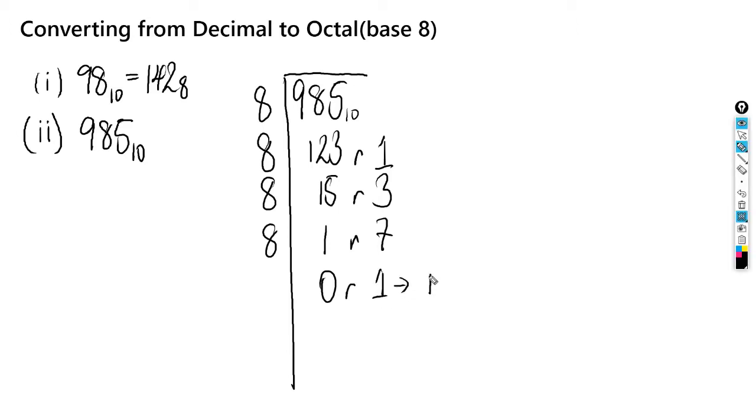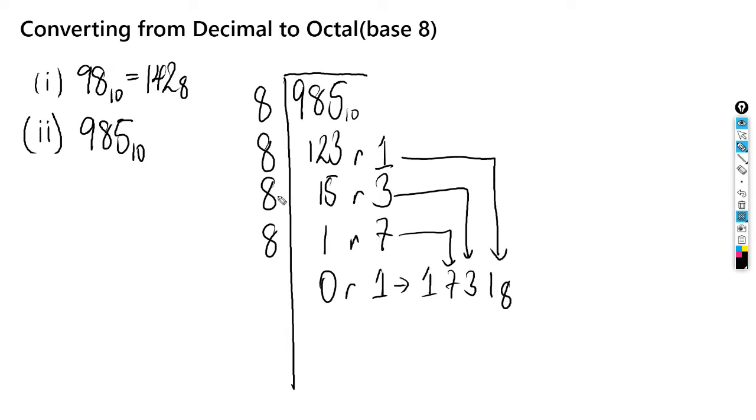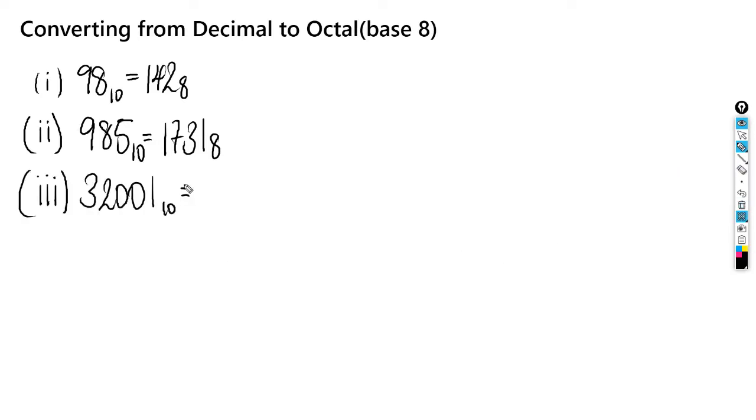So the number in base 8 would be 1, 7, 3, 1. Remember, we always read bottom up. That would be the answer: 985 in base 10 is 1731 in base 8. All right, guys, let's look at one last example.